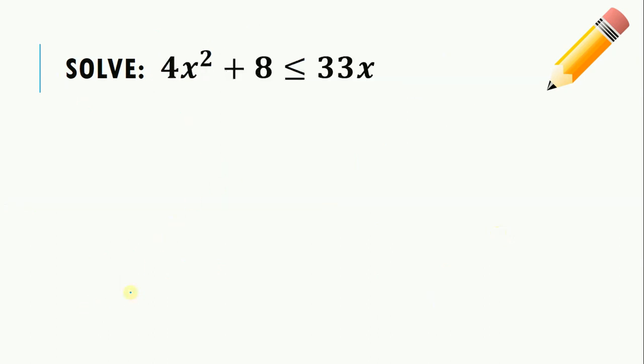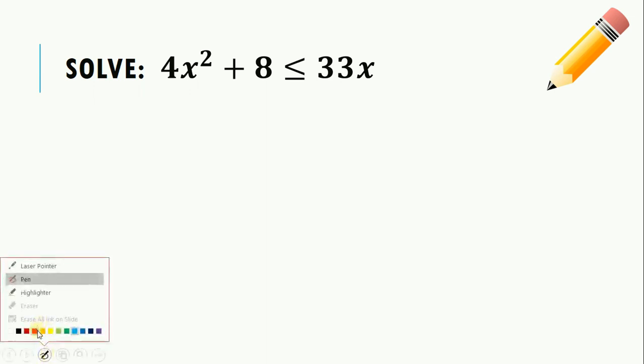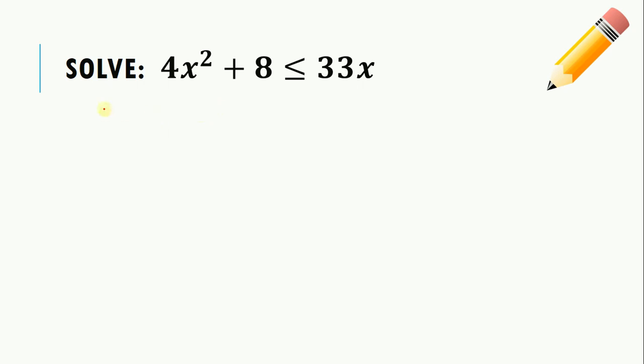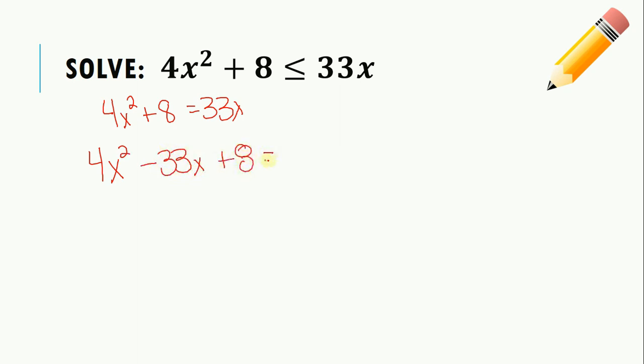So we got 4x squared plus 8 is less than or equal to 33x. So I'm going to make myself equal to 0. Put it in standard form here. Alright, so it looks like my a, unfortunately no number comes out, frowny face.